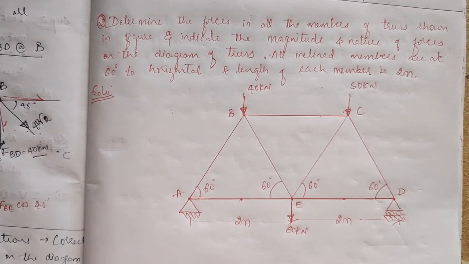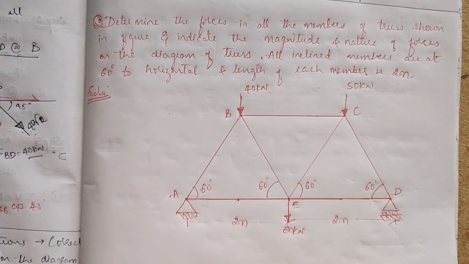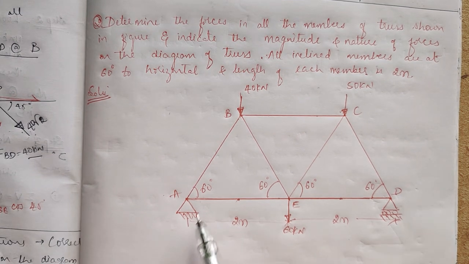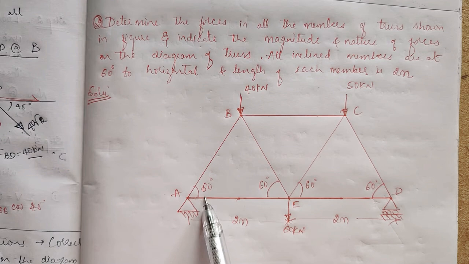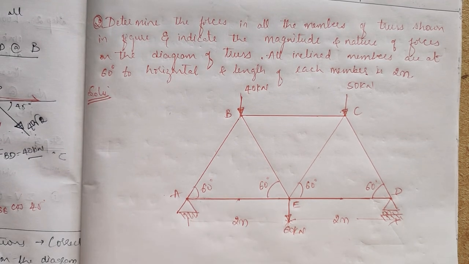Let us go to the second problem. Determine the forces in all the members of the truss shown in figure and indicate the magnitude and nature of forces on the diagram of truss. All inclined members are at 60° to horizontal and length of each member is 2 meter. So all the inclined angles are 60° and the length of each member is 2 meter.